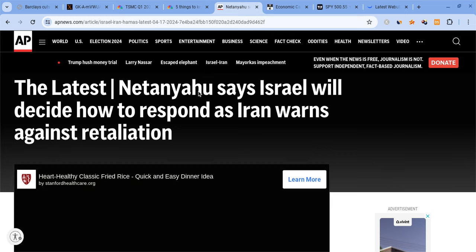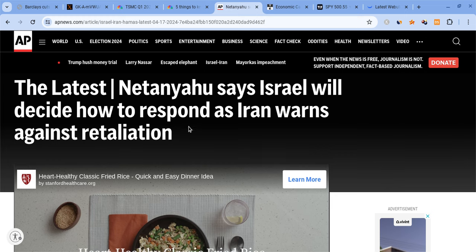Moving forward, I just wanted to mention that in terms of the whole war with Israel and Iran, right now, Israel is saying that it's going to decide how it's going to respond as Iran is warning against retaliation. So with the whole attacks that have been happening, Israel is threatening to respond to Iran. Iran is saying that they'll respond to Israel if they end up attacking. It's just going back and forth and back and forth as the situation remains very, very tense and hasn't really eased down quite yet, in my opinion.